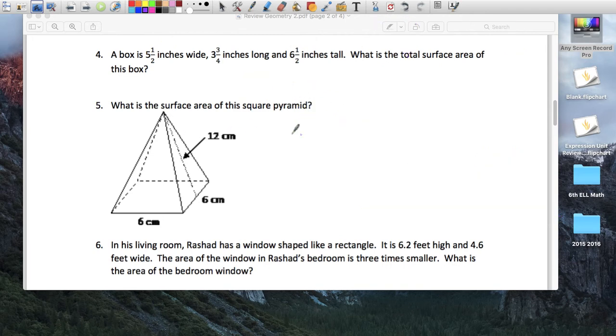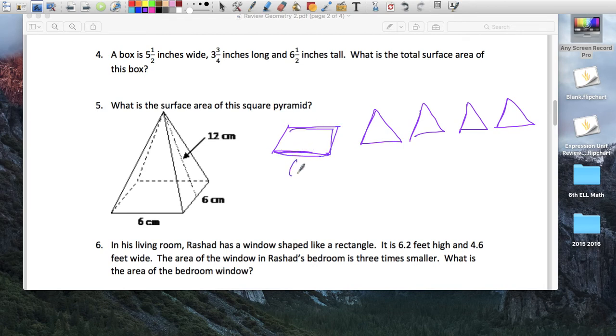Pyramid. Now for a pyramid, it's a square pyramid, so that makes our life much easier. A square pyramid has a square at the bottom, and on the sides it has 4 triangles: 1, 2, 3, 4, and lucky for us, all the triangles are the same. This square is 6 by 6, so to find its area it's just length times width, which gives us 36 centimeters squared. I'm not going to write the unit yet.